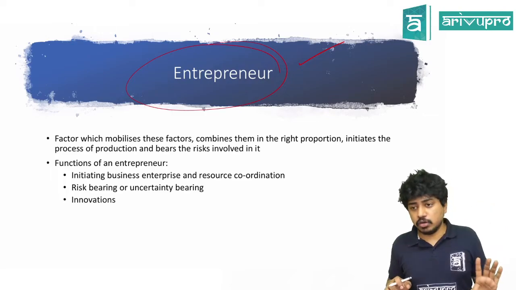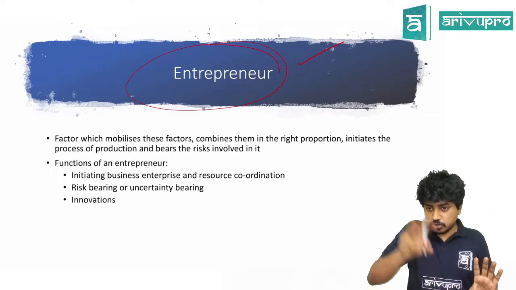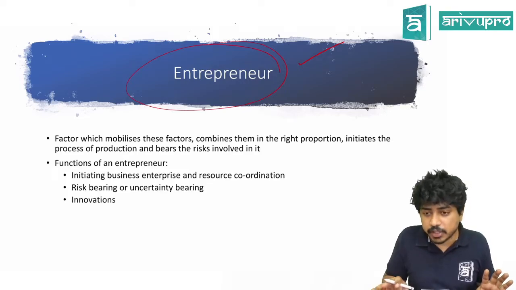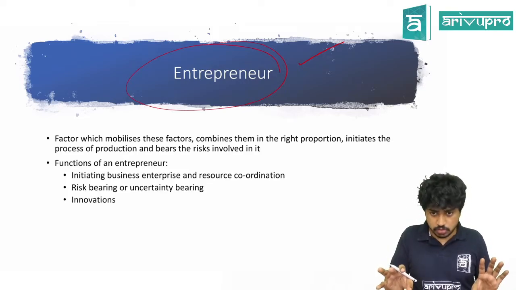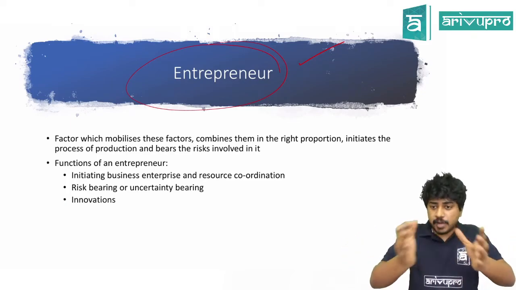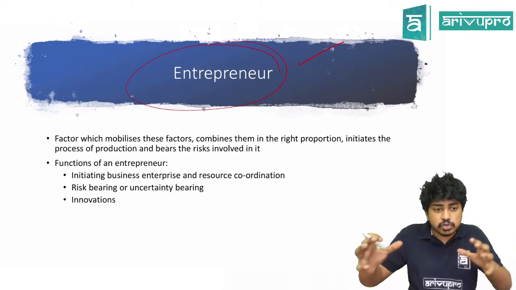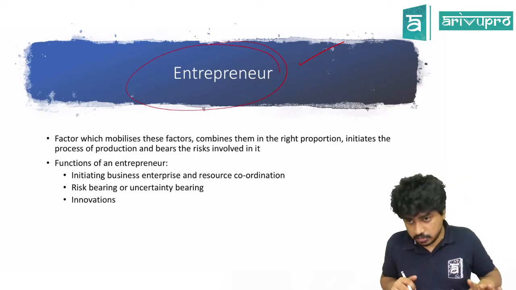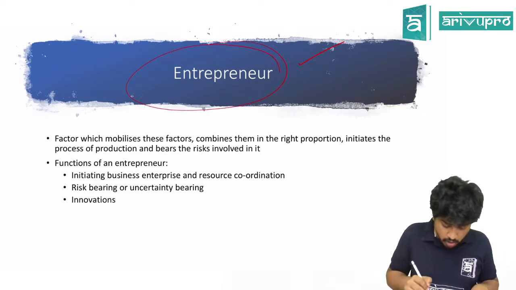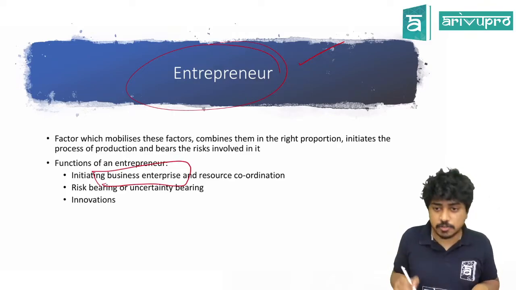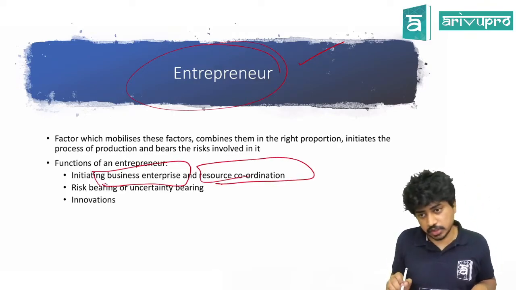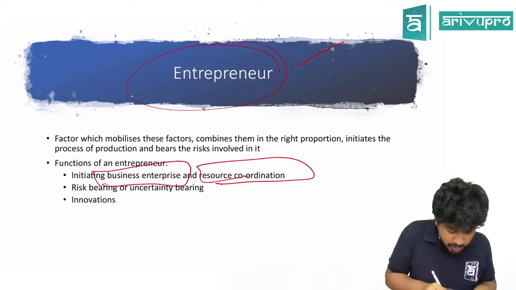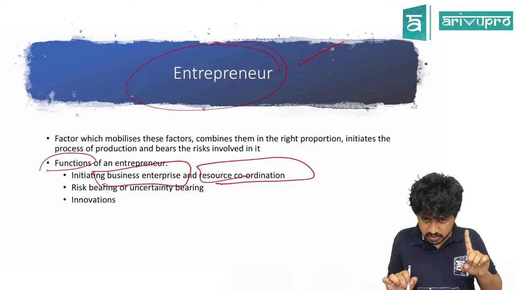See, can land do anything on its own? Can labor do anything on its own? Can capital do anything on its own? No. The entrepreneur is the person who is combining all these three things and getting the deal done. So he is the person who initiates the business and coordinates all the resources. That is one job, one of the main functions of the entrepreneur.